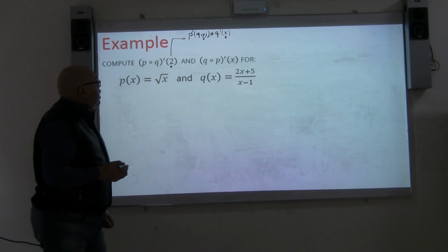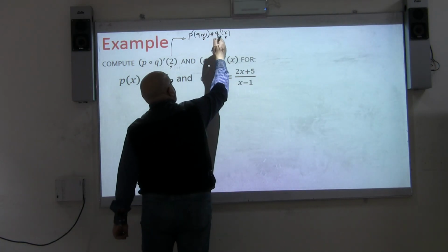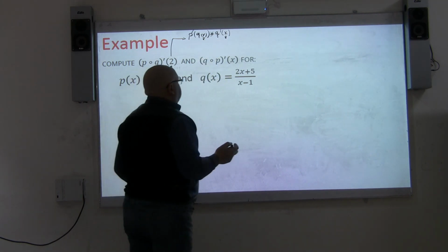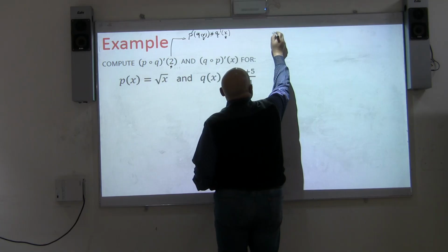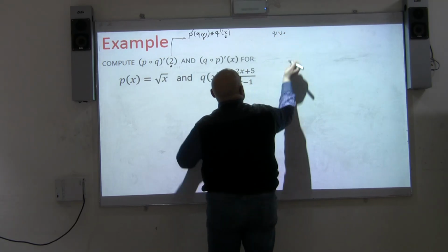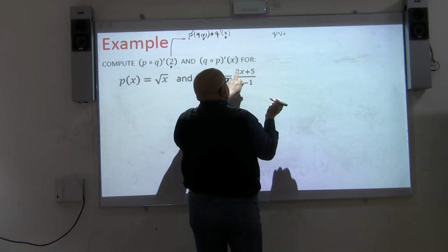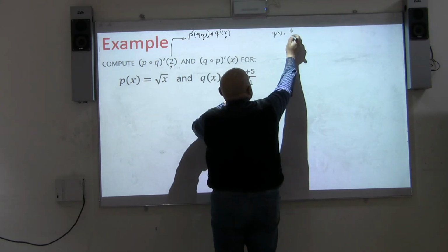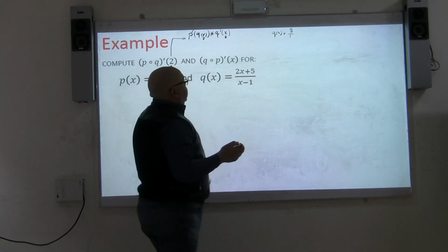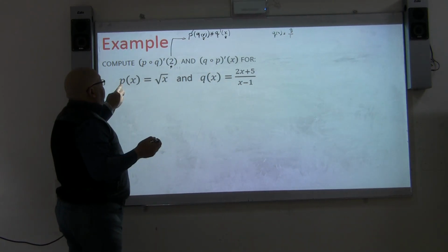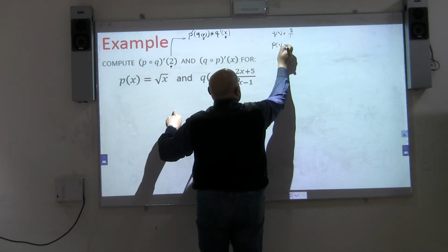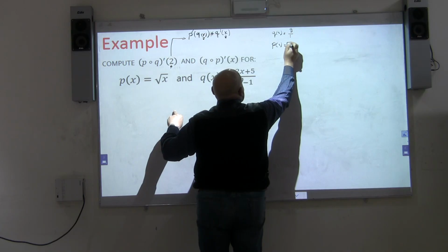As you notice, we need to find q dash at 2 and we need to find q at 2. I will start from this part. q at 2 equals, substituting 2: 2 times 2 is 4, 4 plus 5 is 9, divided by 2 minus 1, which is 1. That's the value of q at 2. Then the value of b at 2 is root 2.